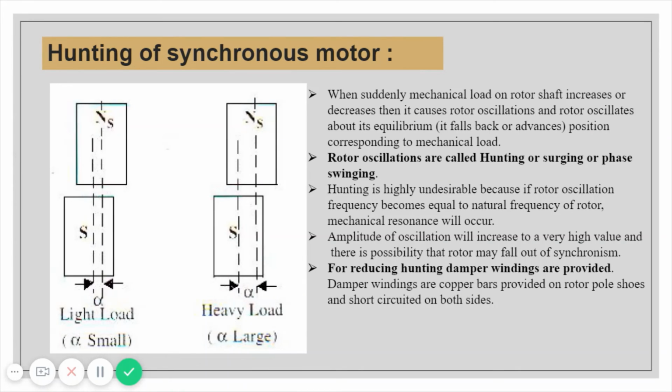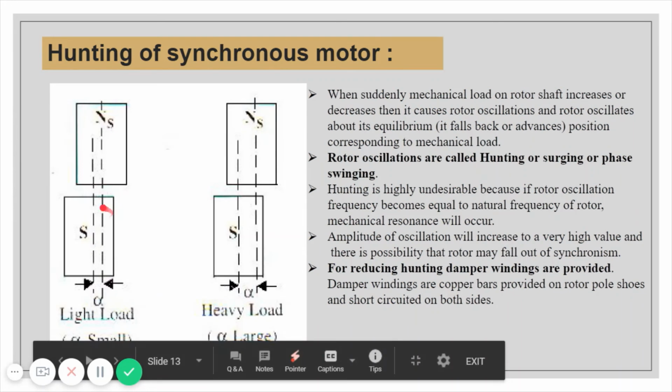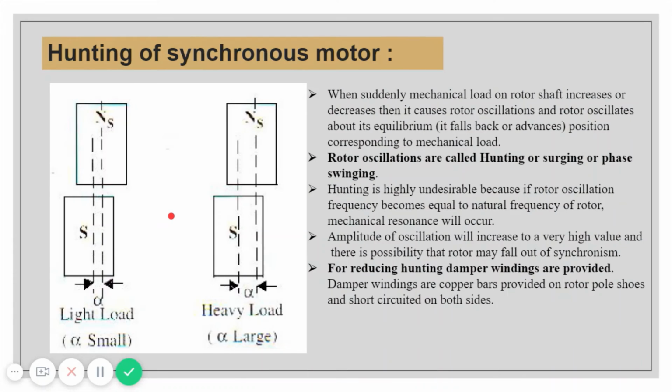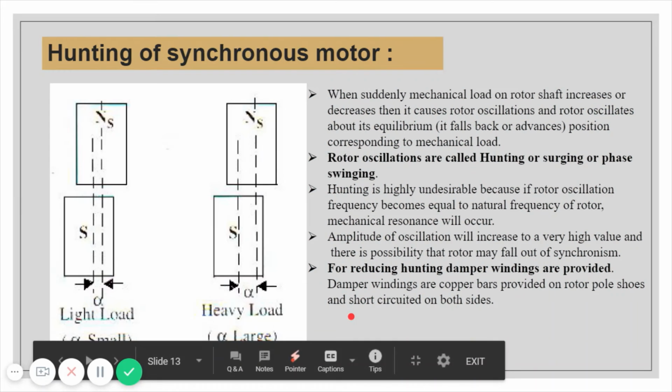Hunting of synchronous motor. When the mechanical load on the rotor shaft suddenly increases or decreases, it causes rotor oscillations, and the rotor oscillates about its equilibrium point. Now it falls back or advances in position corresponding to the mechanical load. Rotor oscillations are called hunting or surging of the motor.